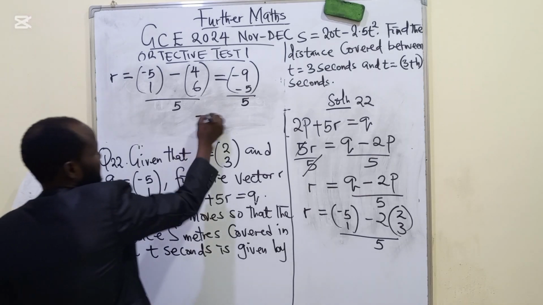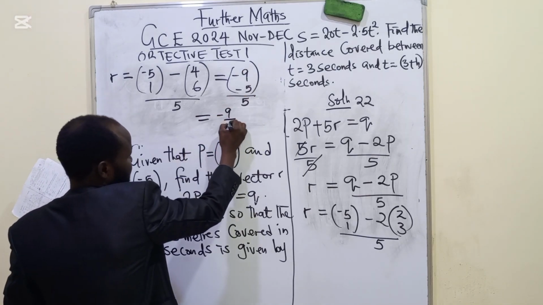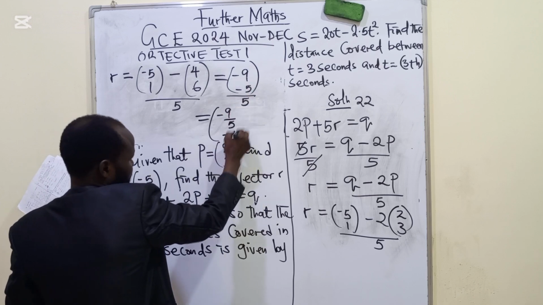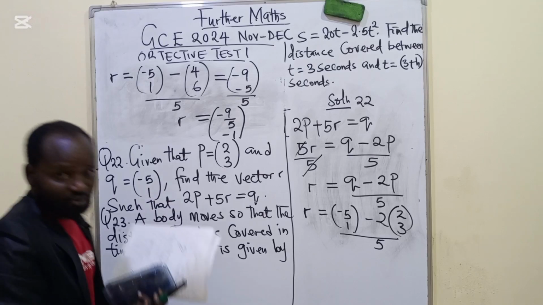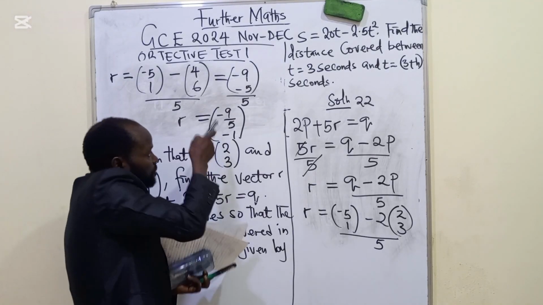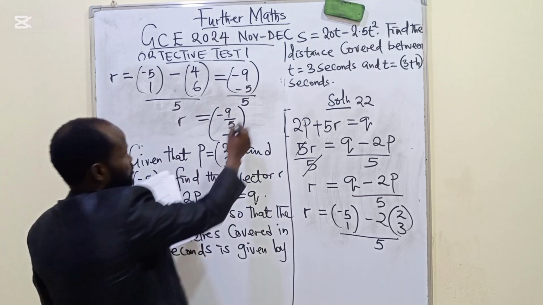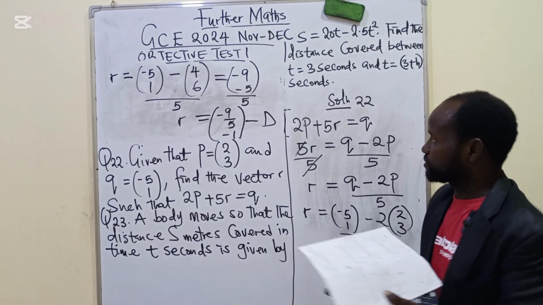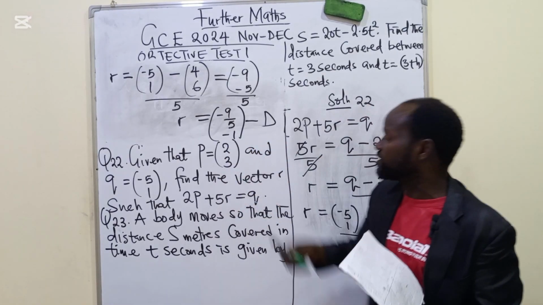Very important. Finally, minus 9 divided by 5, we have minus 9 over 5 column, minus 5 divided by 5, that will be minus 1. So the value of R is minus 9 over 5 column minus 1. Let's check the correct option. The correct option is option D, minus 9 over 5 column minus 1.